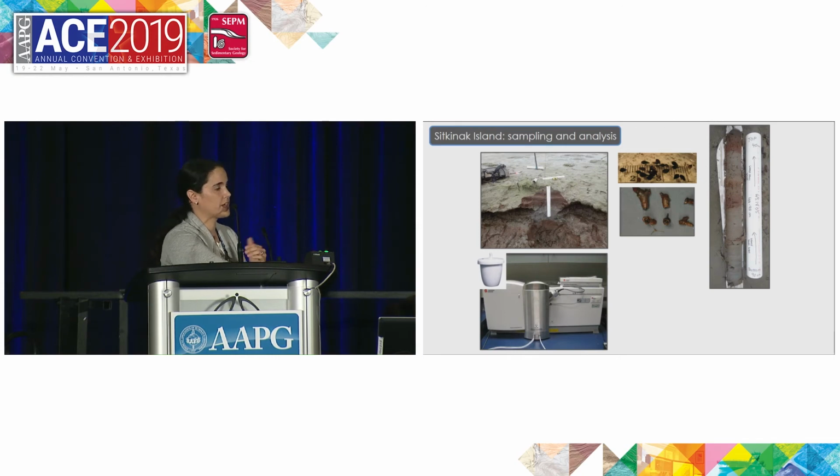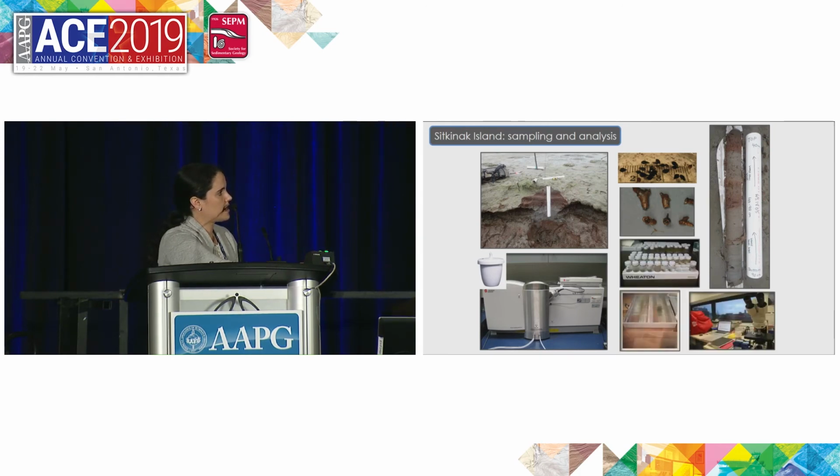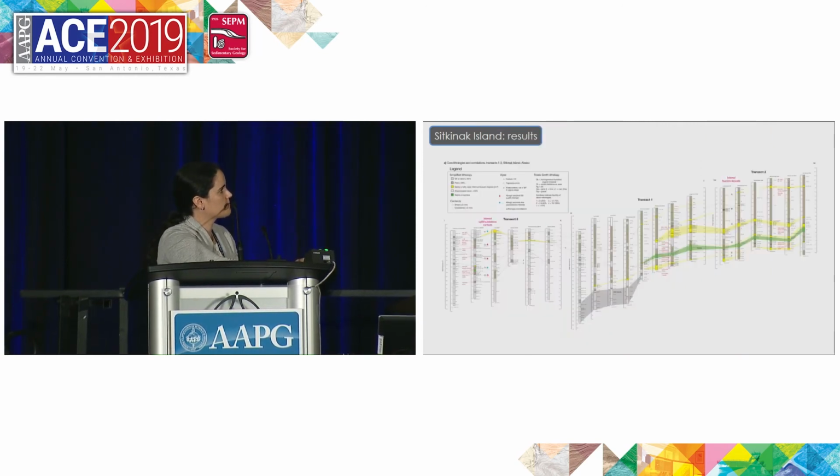We then do grain size analysis. We do loss on ignition to get an idea of the organic content, again, to reconstruct those past environments. And the diatom analysis, where we do centimeter resolution diatom analysis down core to see if we can pick up these changes in environment from earthquakes.